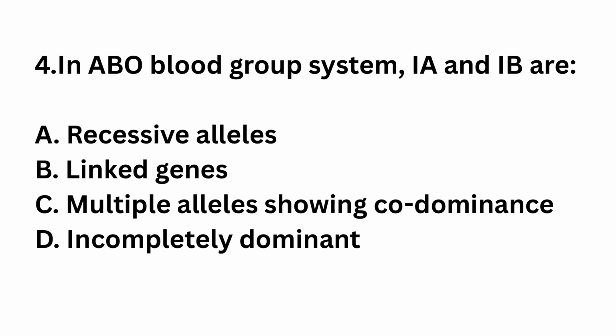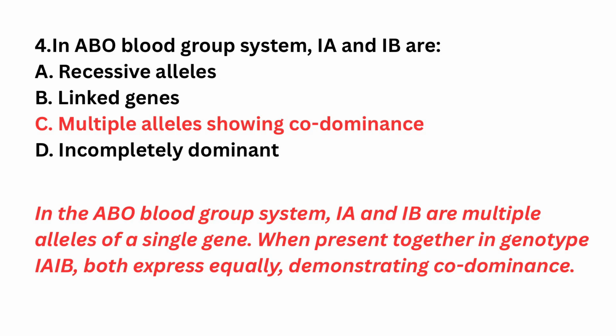Question number 4. In ABO blood group system, IA and IB are: recessive alleles, linked genes, multiple alleles showing codominance, incompletely dominant. The right answer is option C, multiple alleles showing codominance. In the ABO blood group system, IA and IB are multiple alleles of a single gene. When present together in genotype IA IB, both express equally, demonstrating codominance.